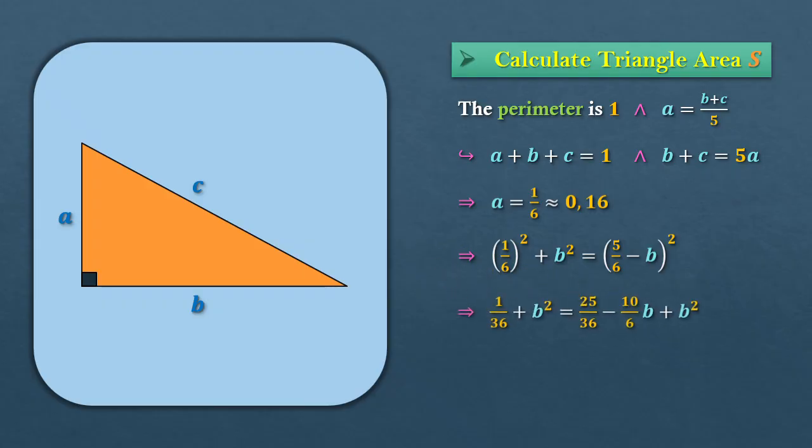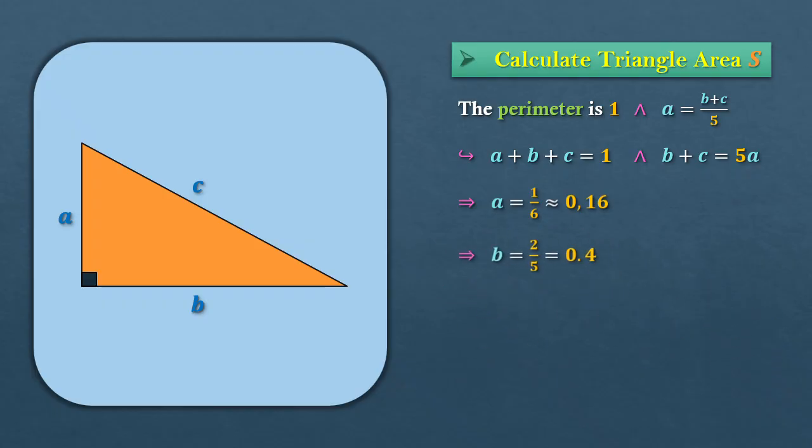Expanding both sides, we obtain 1 divided by 36 plus B raised to the power of 2 equals 25 divided by 36 minus 10 divided by 6 times B plus B raised to the power of 2. By simplifying this equation, we get 10 divided by 6 times B equals 24 divided by 36, which means that B equals 2 divided by 5, which is equal to 0.4.